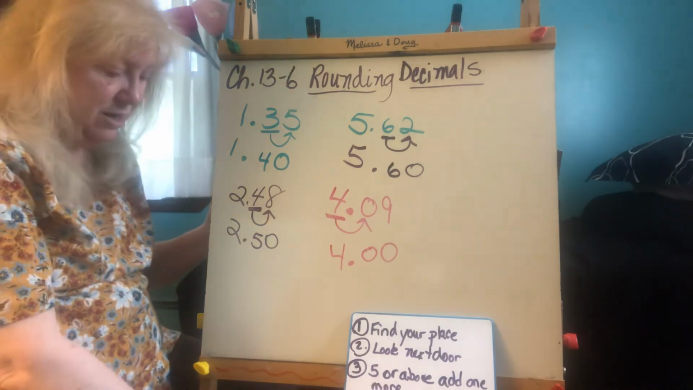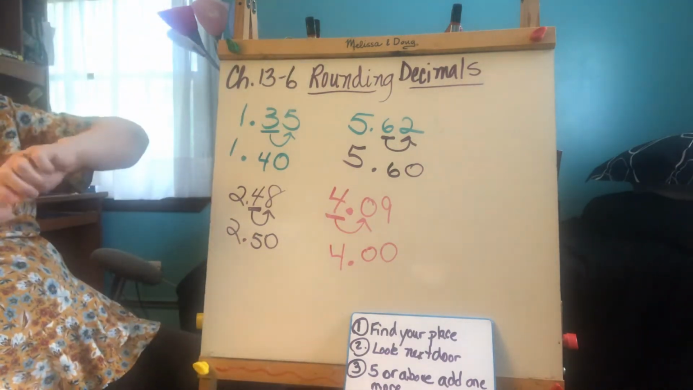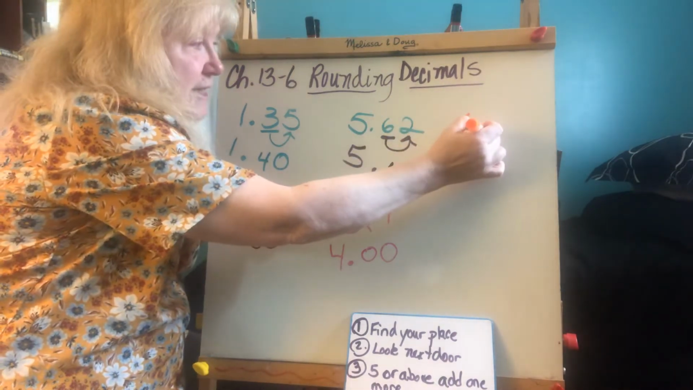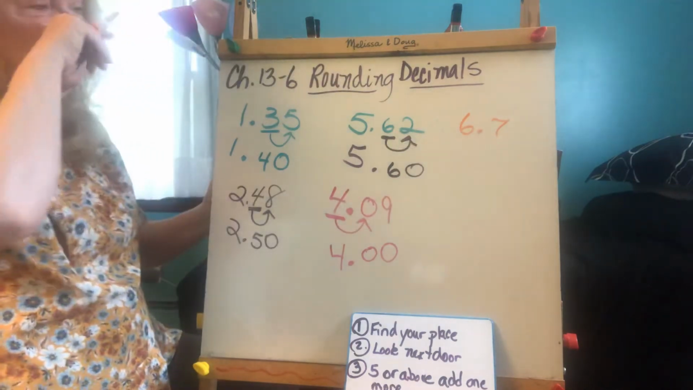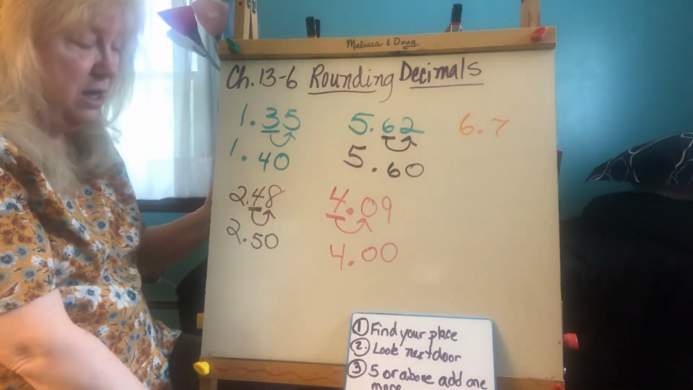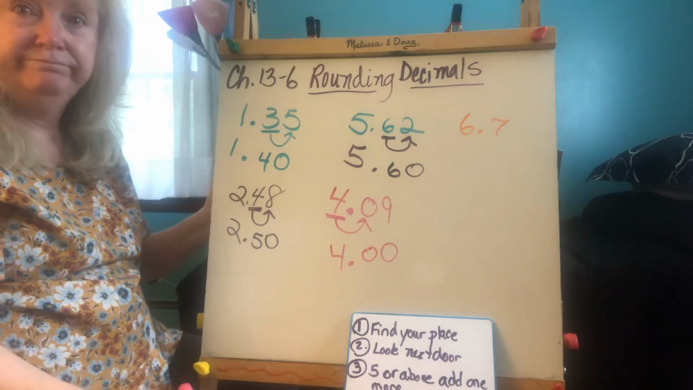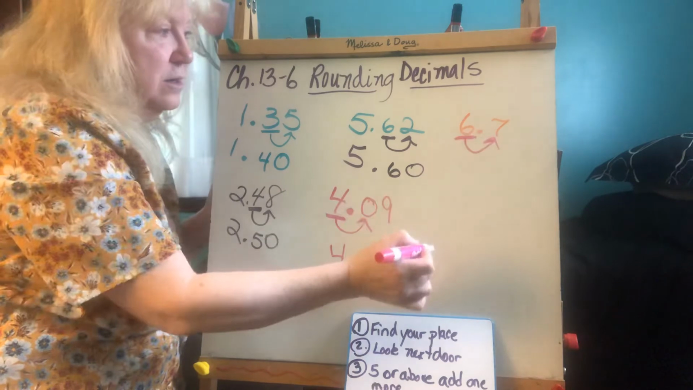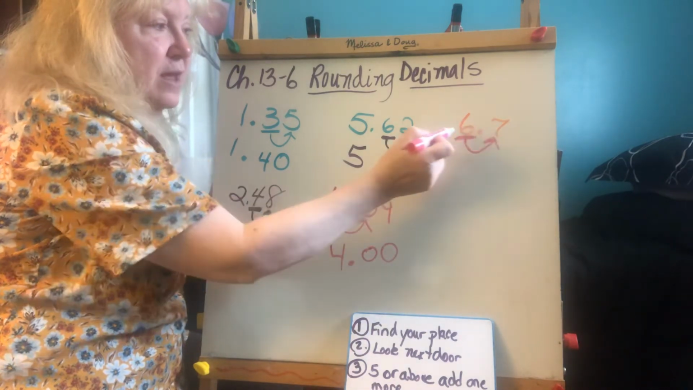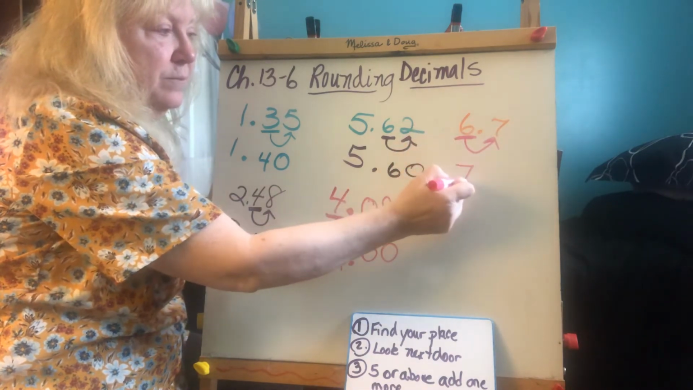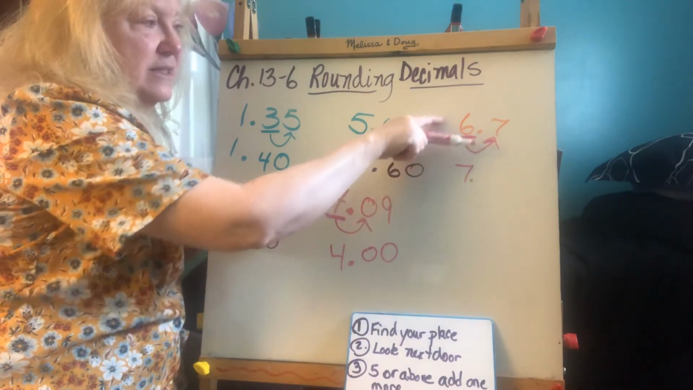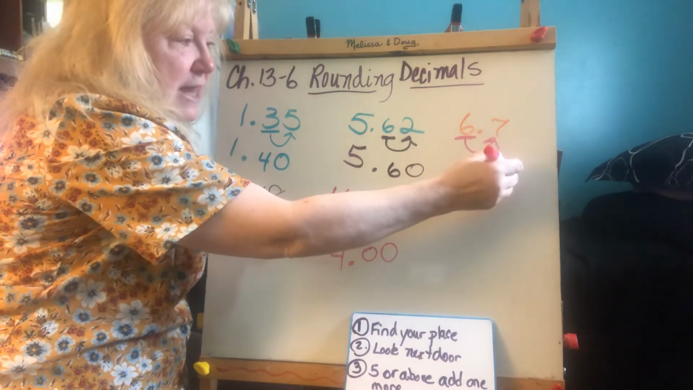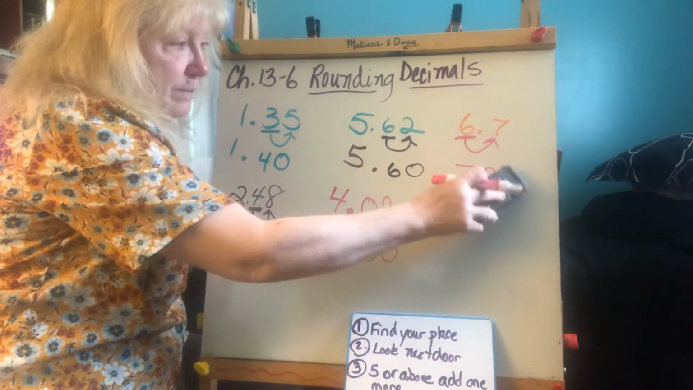Okay, let's try another one. What if you were given 6 and 7 tenths? 6 and 7 tenths, and I want you to round it to the nearest 1. Find your place. Look right next door. 5 and above. Add one more. Everything before stays the same. Everything after zeros his name. We only put 1 zero there. Okay.